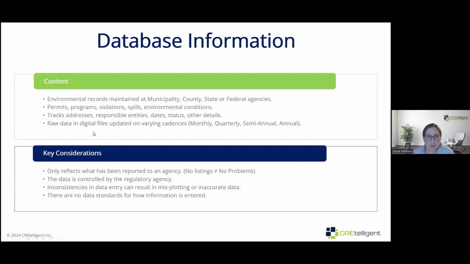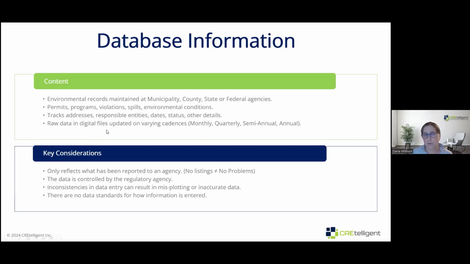This comes in raw digital files that are updated on varying cadences. So some of these databases are updated monthly, quarterly, semi-annually, or annually. And so this data is constantly being refreshed. And generally we see every quarter a refresh in data, but it's possible to see it sooner.